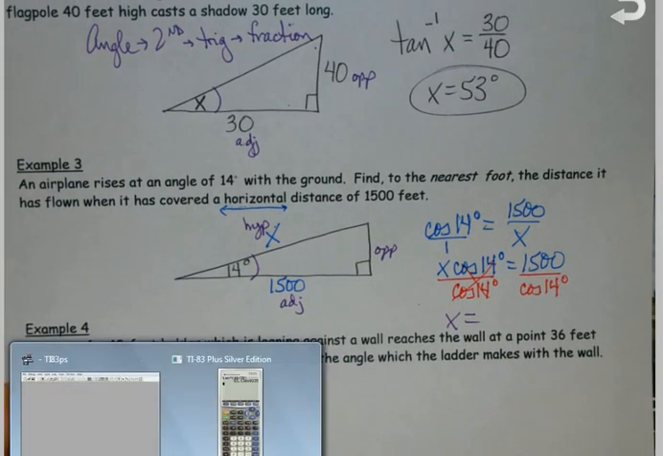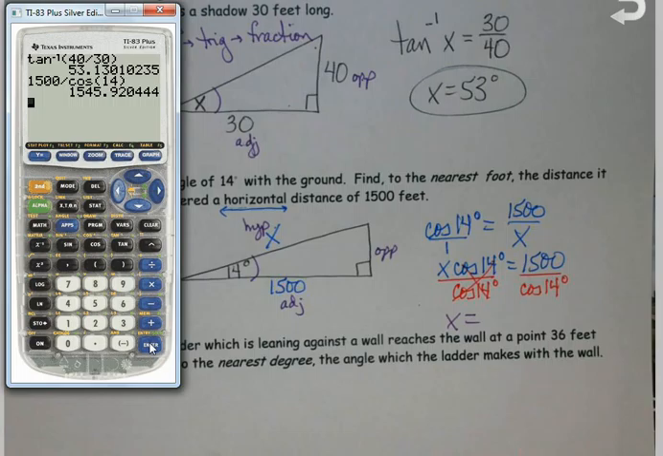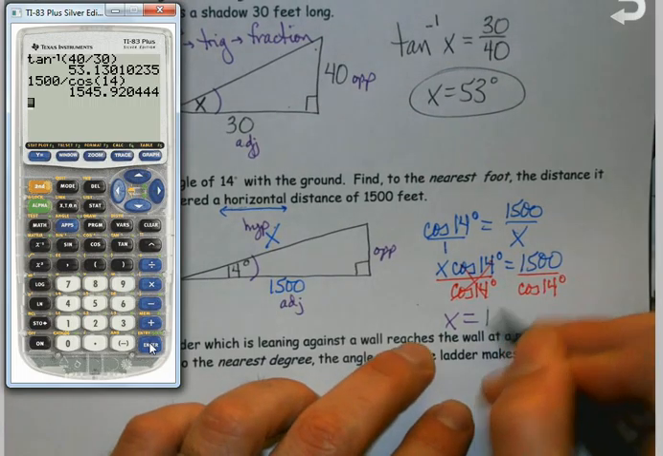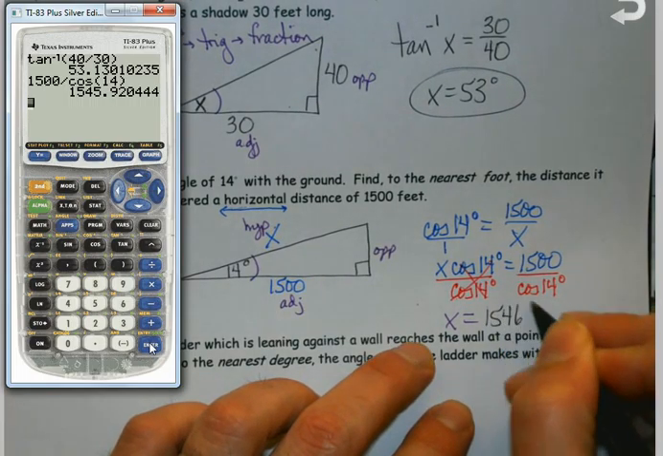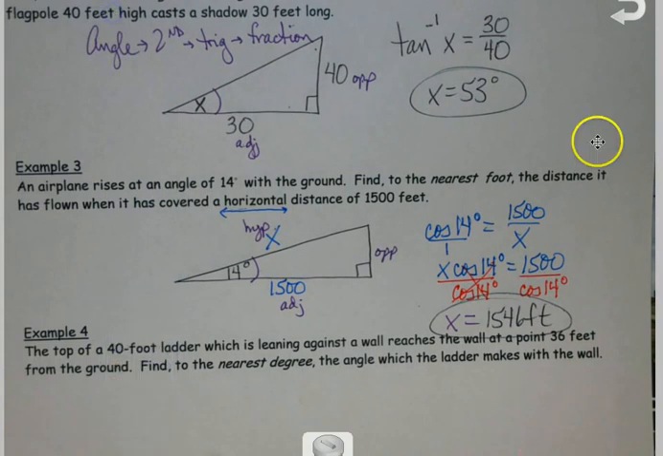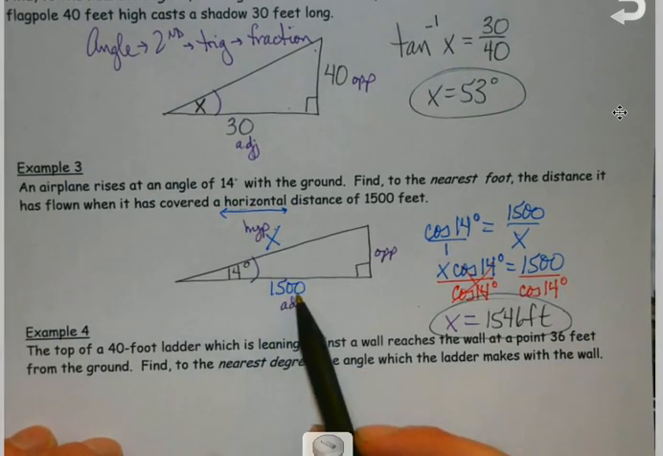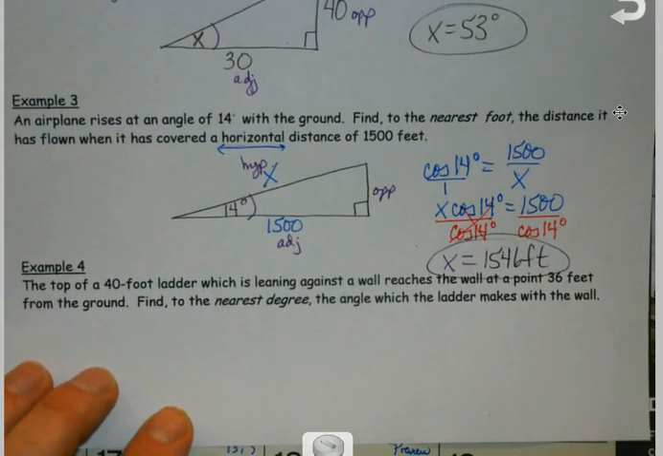Okay, no second this time. Not an angle that we're looking for. So 1,500 divided by the cosine of 14 degrees. What are we going to here? The nearest foot, okay? So 1,546 feet would be the distance that plane will have flown so far, which is sensible because the hypotenuse has to be longer than one of my other sides, so it better be bigger than 1,500.